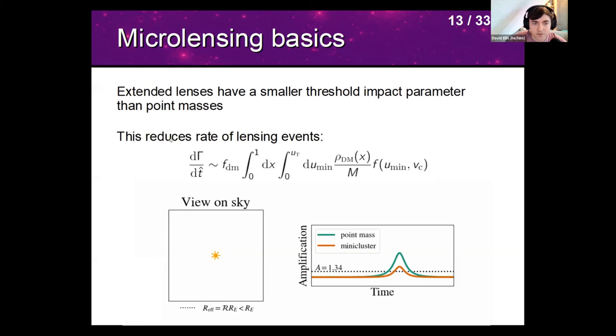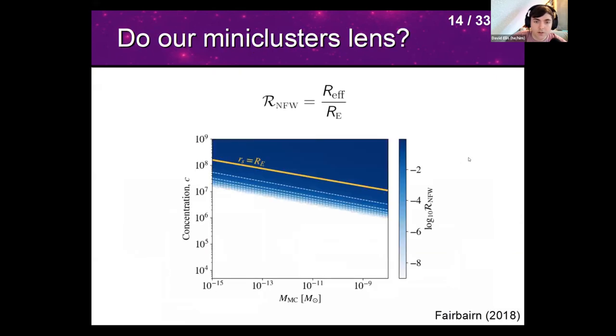And as we can see from this integral series, we can predict the number of lensing events, which has some integral over the impact parameters that do produce lensing. And therefore, because this threshold impact parameter is lower for fluffier objects, the lensing rate is lower. So what we can do is essentially map our results for axion mini clusters to primordial black holes by calculating the ratio of this effective impact parameter with the Einstein radius.